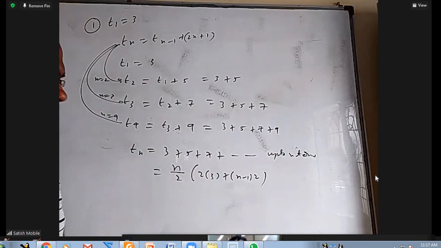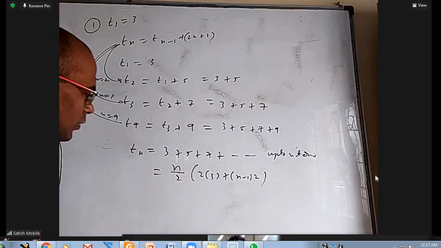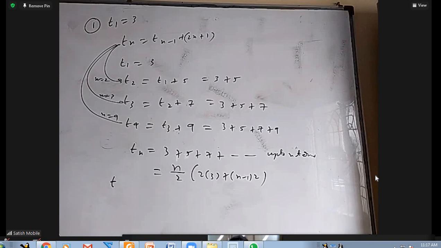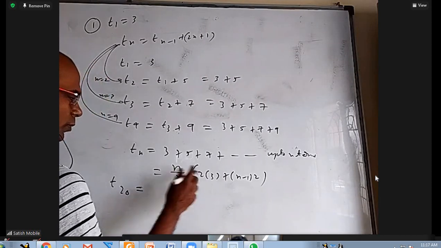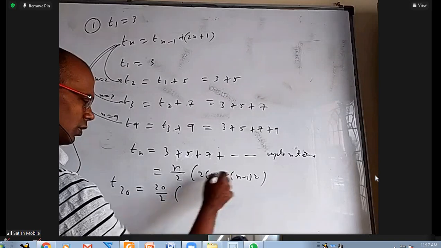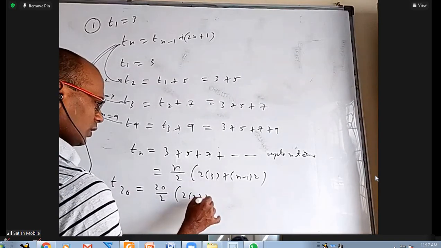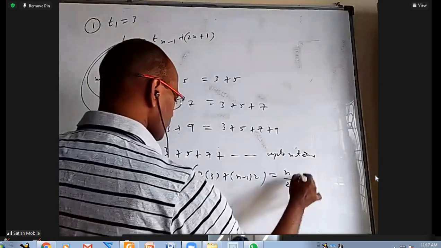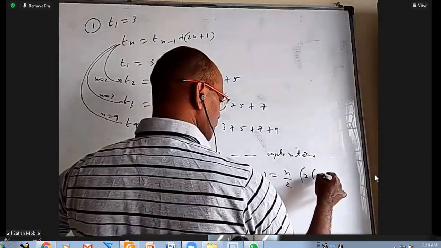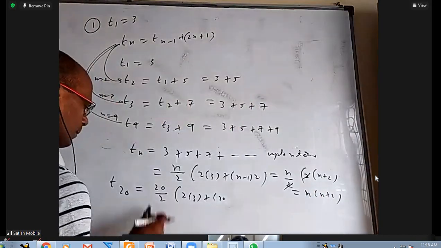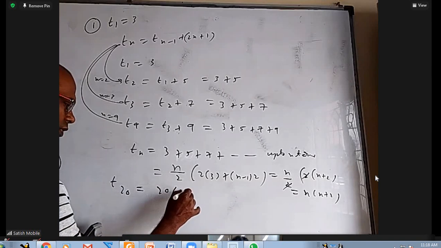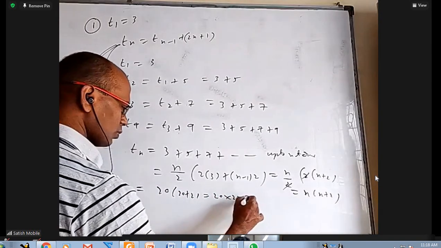This itself is an AP with first term 3, common difference 2, and the sum of n terms is this formula. Okay. They wanted what? T20. Yes, sir. Okay, they wanted T20. So in T20, if you put 20 by 2 into 2 into 3 plus 20... Of course, I would have simplified here. N by 2 into 2 common, it will be n plus 2. I can cancel 2 and 2, n into n plus 2. That will be 20 into 20 plus 2. 20 into 22 is 440.